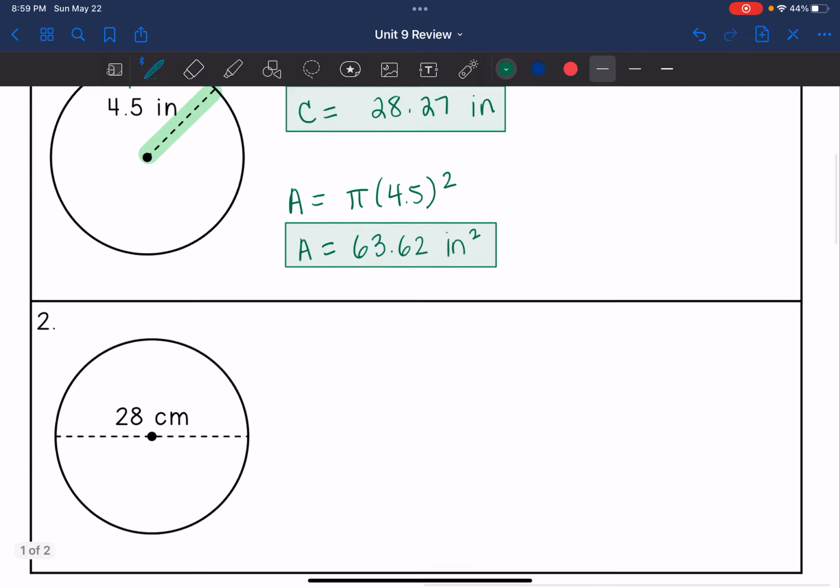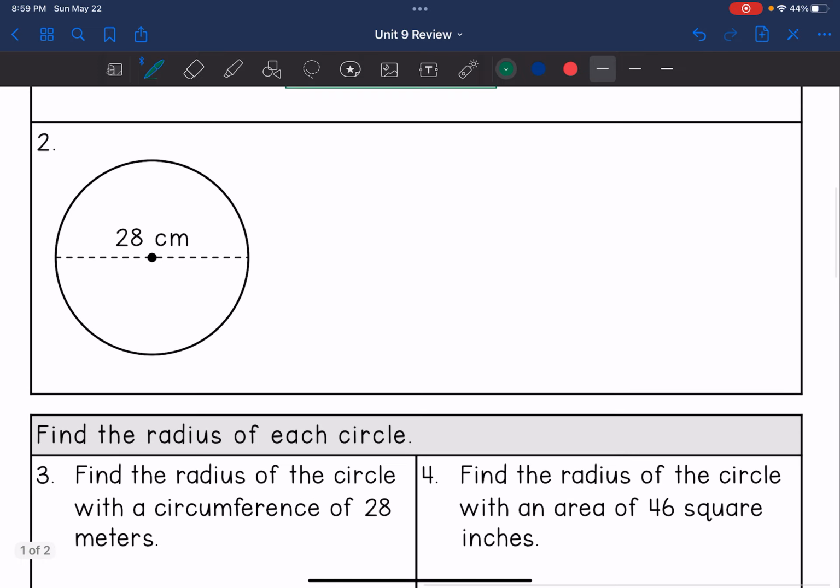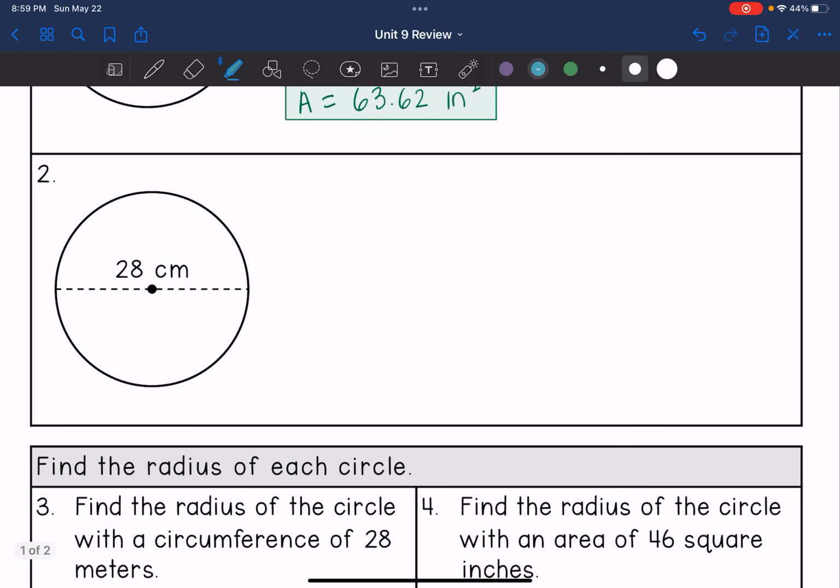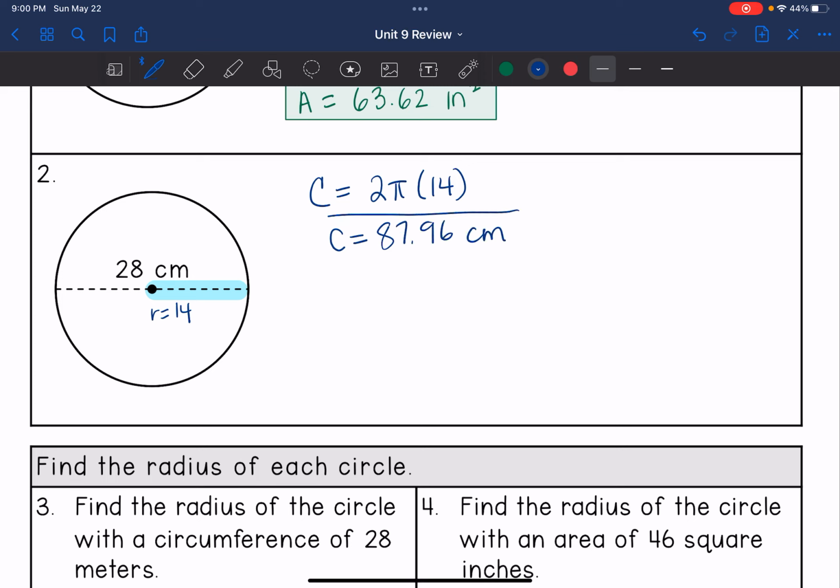Okay, let's look at the next one. So this time they give us all the way across. This is the diameter, but we need just the radius. So half of 28 is going to be 14. So that's going to be our radius. So again, circumference, the formula is 2 pi r, so 2 pi times 14. We'll just throw this all into the calculator, and we get 87.96. This time they're measuring in centimeters.